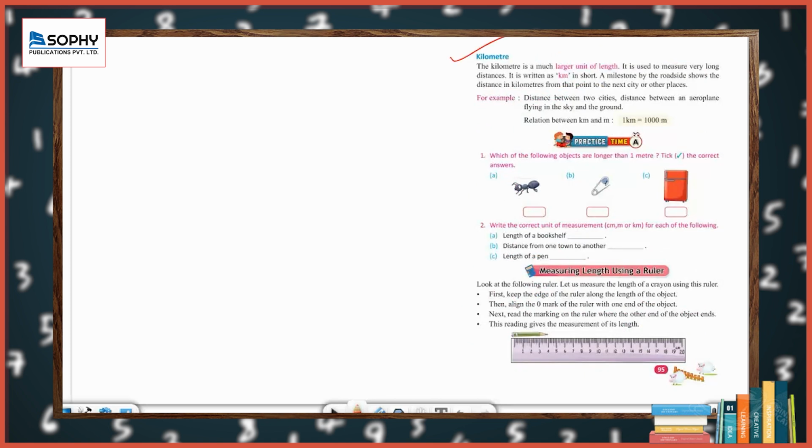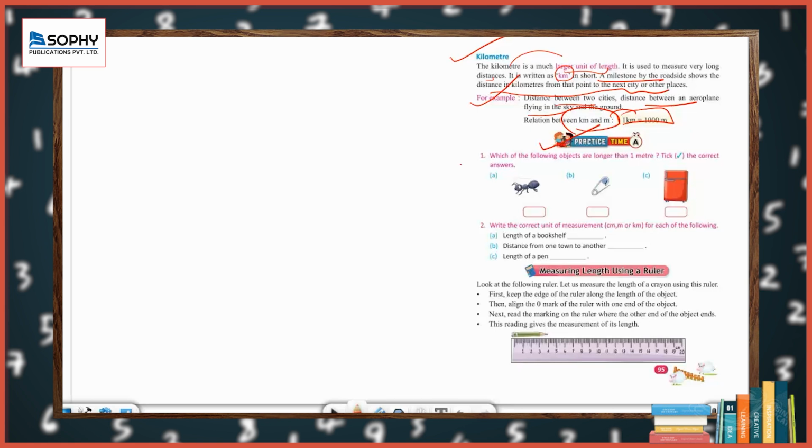Now, kilometer. Kilometer is a much larger unit of length. It is used to measure very long distances. It can be written as km in short. A milestone by the roadside shows the distance in kilometers from that point to the next city or other places. For example, students, the distance between two cities, or the distance between an aeroplane flying in the sky and the ground. The relation between kilometer and meter is 1 kilometer is equal to 1000 meters.